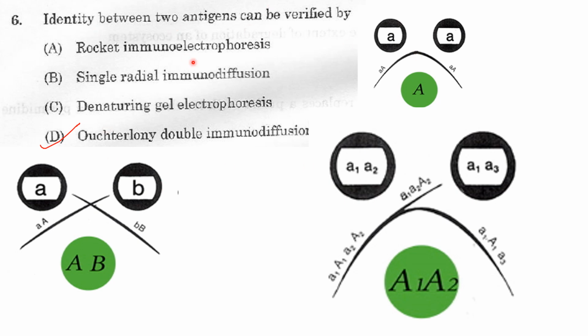Then rocket immunoelectrophoresis is a quantitative technique and it measures the amount of antigen in the sample. Single radial immunodiffusion also is a quantitative technique to measure the concentration of antigen in the sample, not identity between two antigens. Then denaturing gel electrophoresis is used to separate and analyze proteins, DNA, etc.